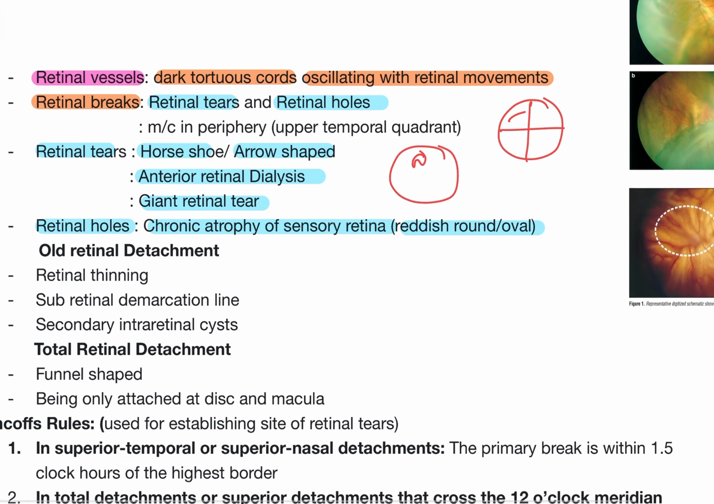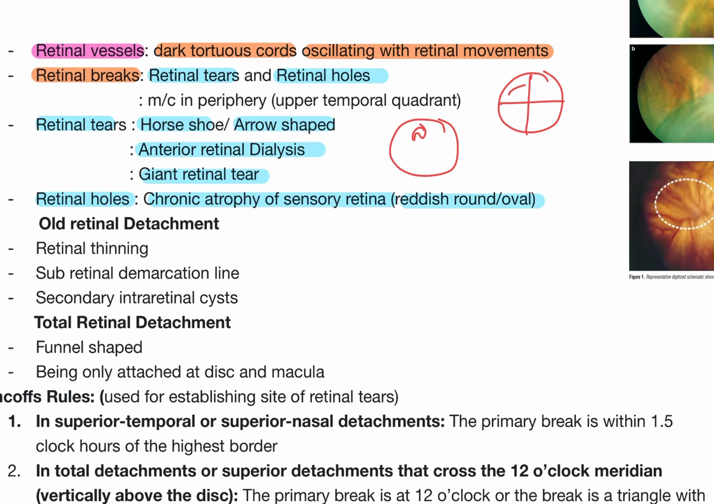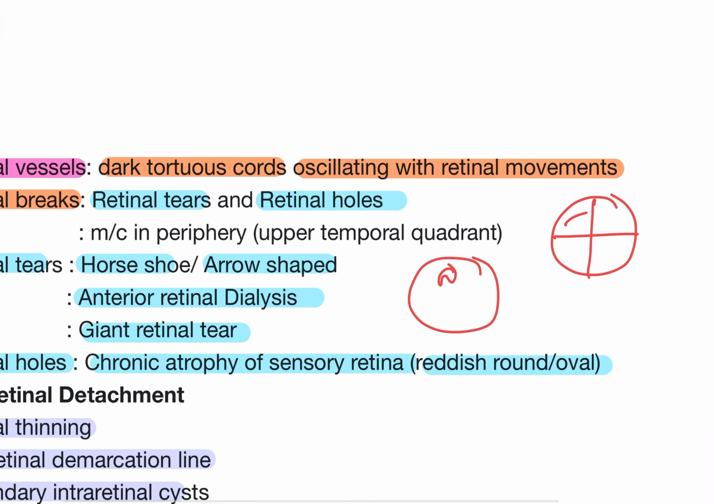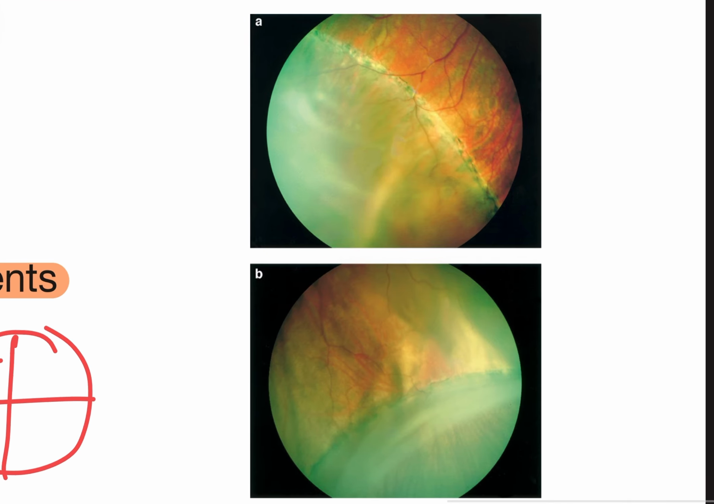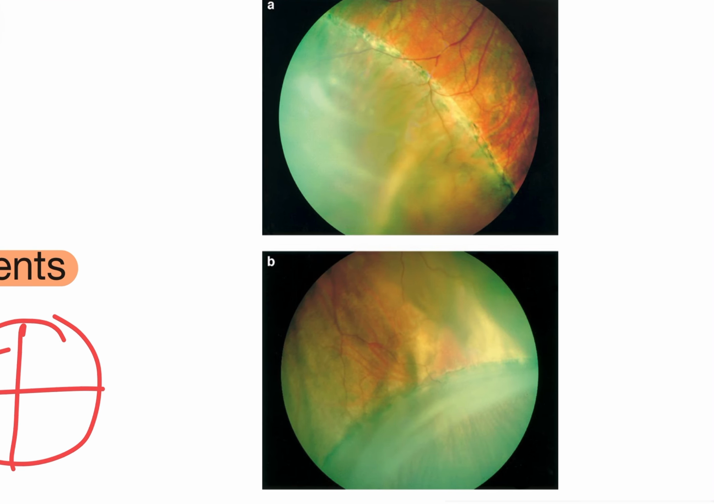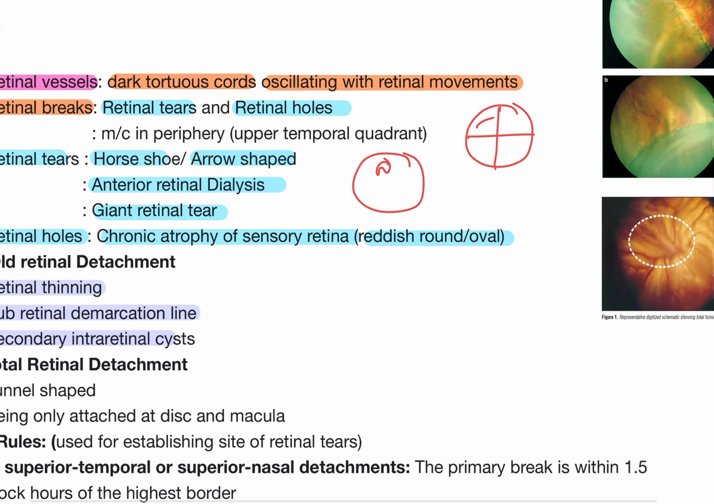Okay, old retinal detachment. In old retinal detachment, you will see the retina is thinned at that area, with subretinal demarcation lines and secondary intraretinal cysts. You can see here clearly. So this is your old detached retina.